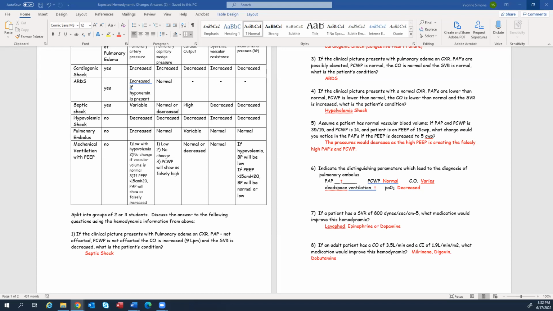Pulmonary artery pressures with hypervolemia. We talked about that already. So here's some questions on aortic balloon pump. How does the aortic balloon pump help the heart? So it helps the heart two ways. One of the ways it helps the heart is it decreases afterload.